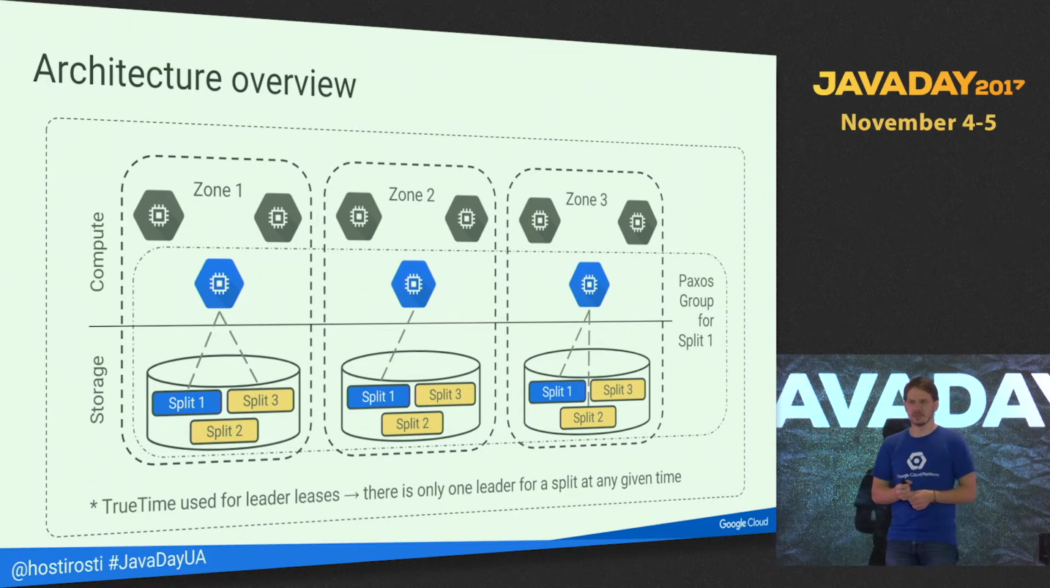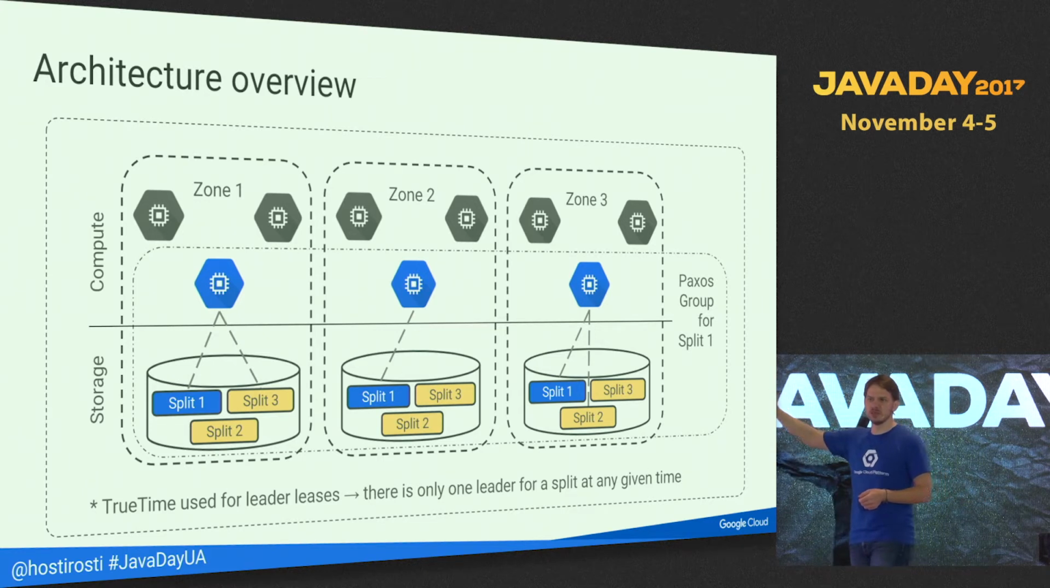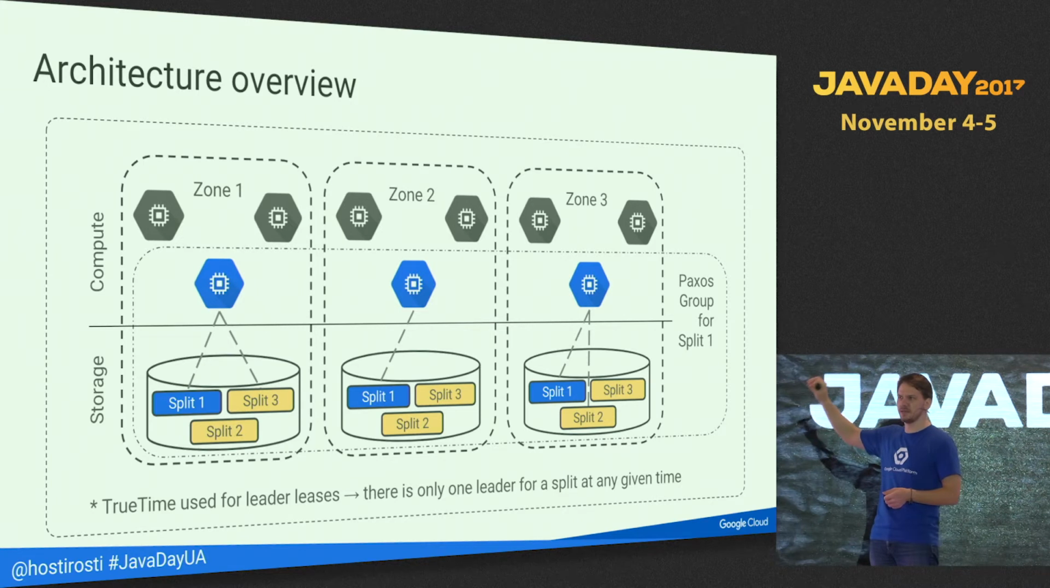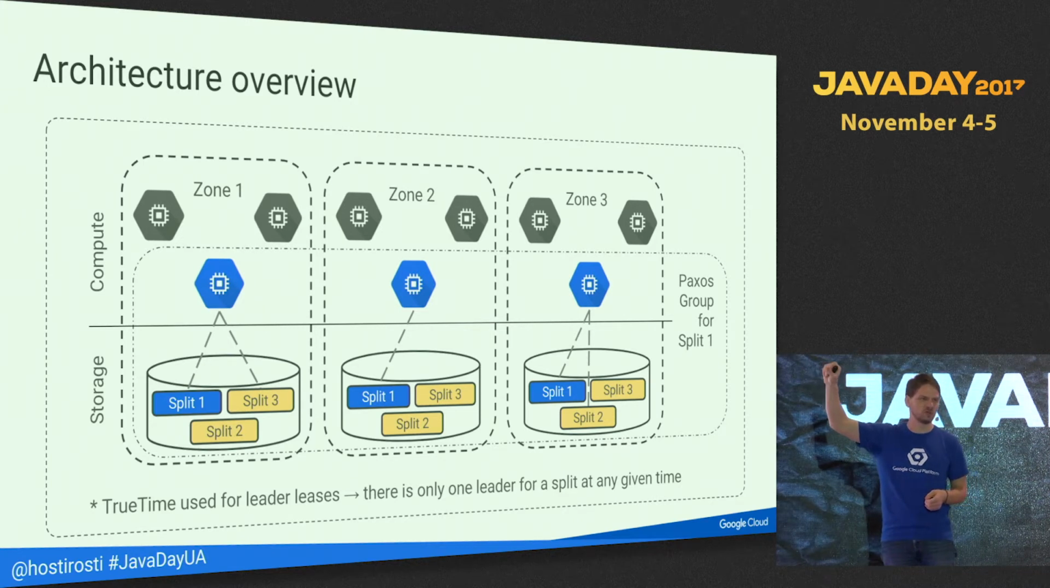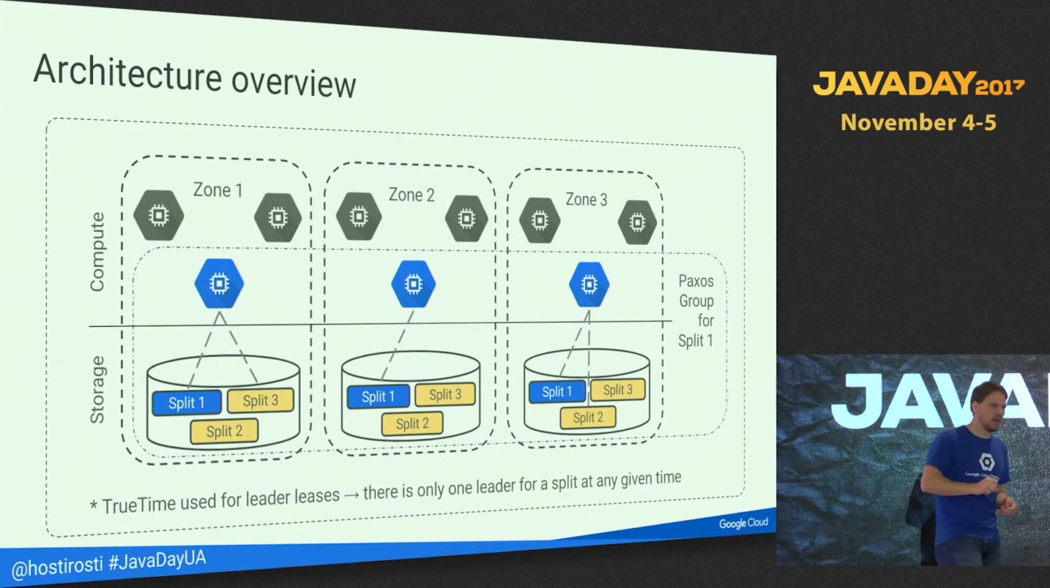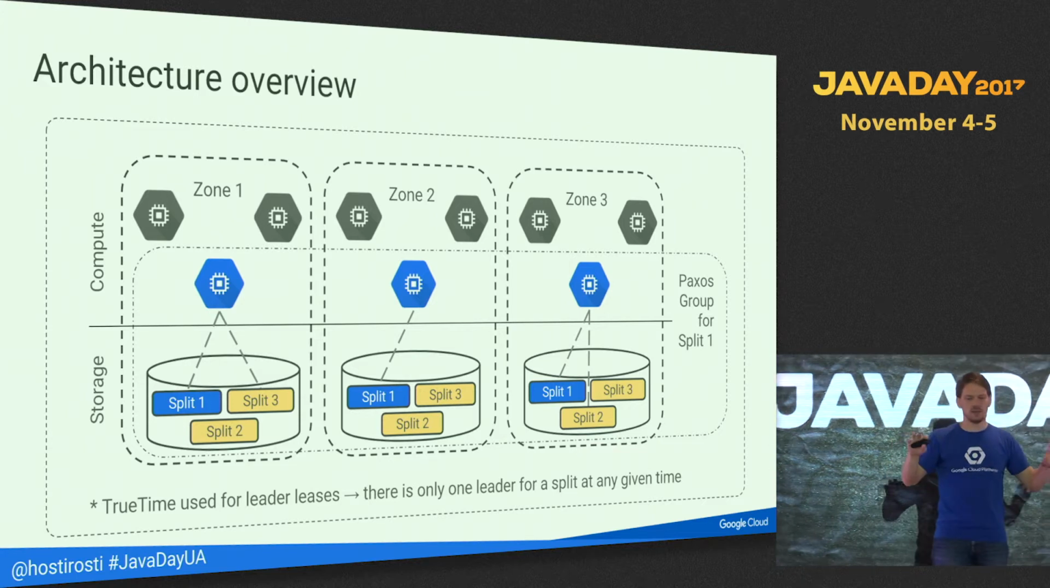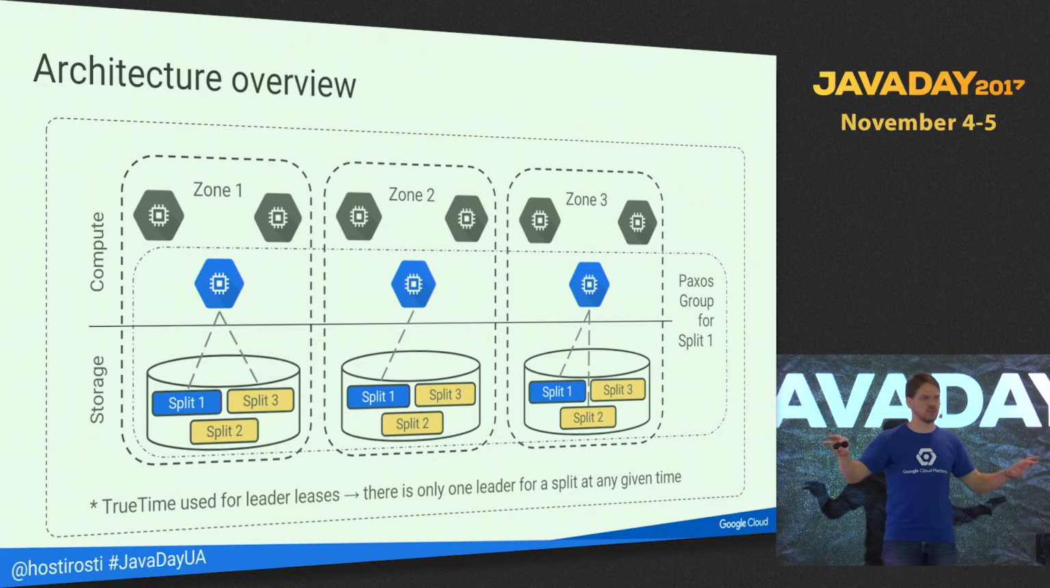Now, our compute nodes are responsible for splits. Each split has exactly one compute node responsible for it. Now, as you see, the data is replicated across the 3 zones.